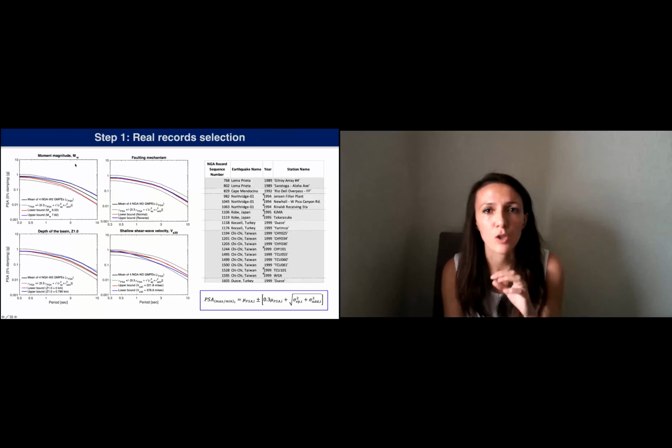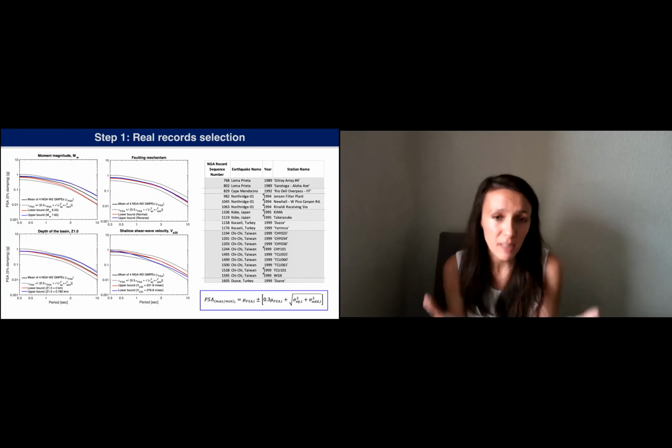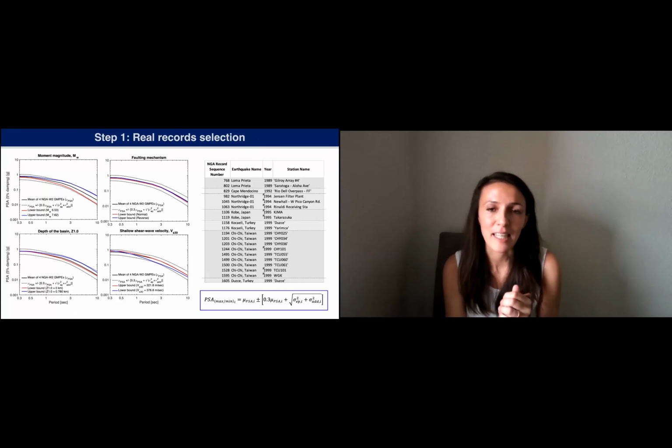The selection of a population of real records consistent with the domain we're modeling and with the event we are simulating. With this project, we have developed a methodology to select the real records, which provides an objective way to select real records consistent with the simulated event. This methodology is based on the use of a ground motion model that represents, on average, the spectral acceleration for the average condition of the San Francisco Bay Area. In this plot, this is represented by this black line here.